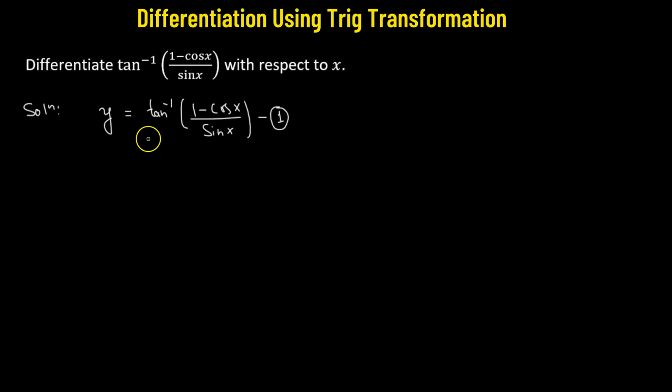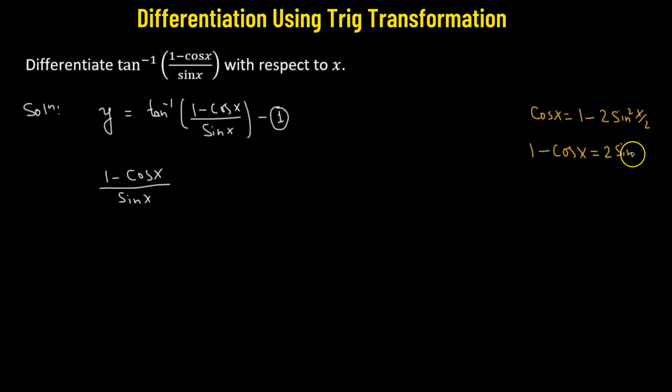What we'll do is try to simplify the inverse trig function on the right hand side of equation 1 by using trigonometric transformation. So here we have (1 minus cosine of x) divided by sine of x. We can use an identity here. We know that cosine of x is given by 1 minus 2 times sine squared x over 2. So if we rearrange the terms to get 1 minus cosine of x, this will be equal to 2 times sine squared x over 2.